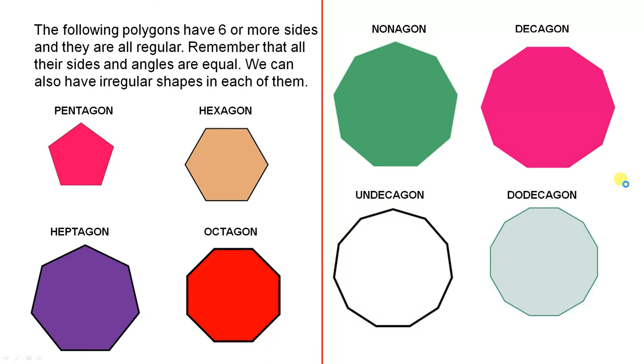The following polygons have 5 or more sides and they are all regular. Now you remember what that means? All the angles and sides are equal. Remember that all their sides and angles are equal. We can also have irregular shapes in each of them. The 5-sided polygon is called a pentagon. The 6-sided polygon is called a hexagon. 7-sided is a heptagon. The 8-sided is an octagon.